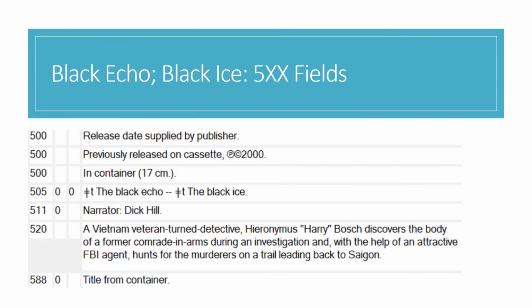From the 500 notes, we find out that the release date was supplied by the publisher. The audio was originally released on cassette in 2000, and the container is 17 centimeters. There are 2 books included on this CD, The Black Echo and The Black Ice. The 511 field informs us that the narrator is Dick Hill. The 520 gives us a brief summary statement, and the 588 tells us that the cataloger found the title on the container.